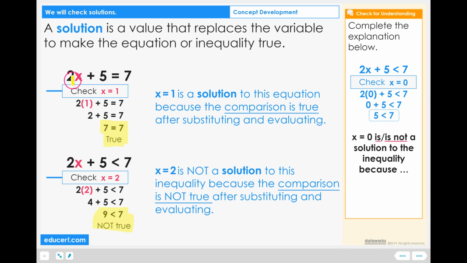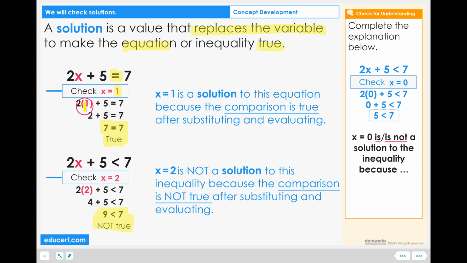So here is an example: 2x plus 5 equals 7. And let's check somebody's work that they say x equals 1. If x equals 1 is the solution, then that means that we can replace the variable with 1 and that should make this equation true.